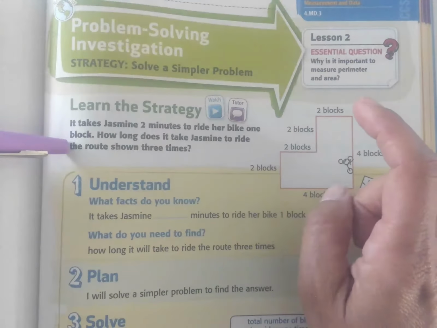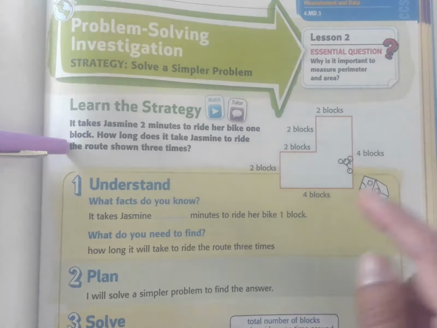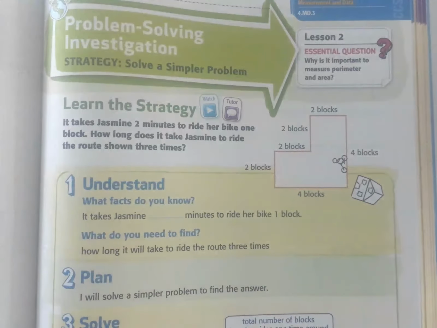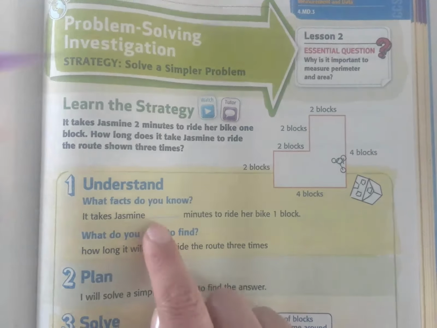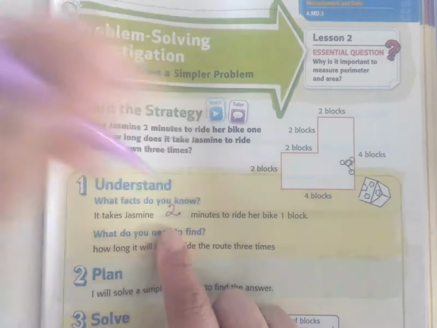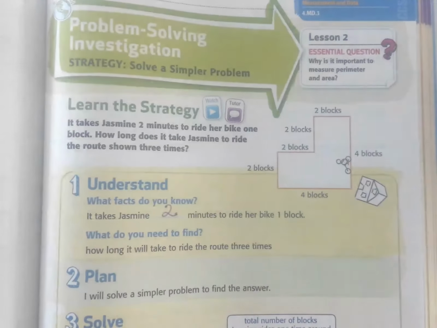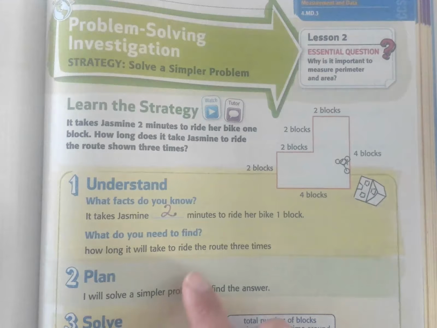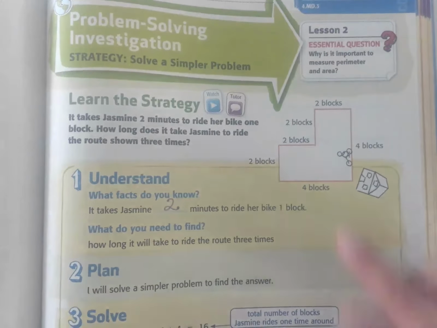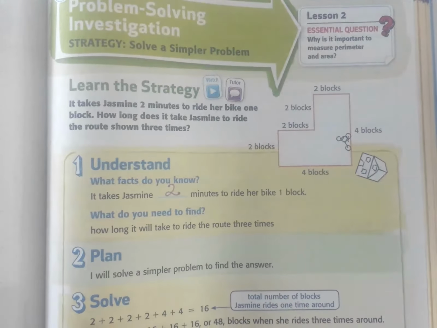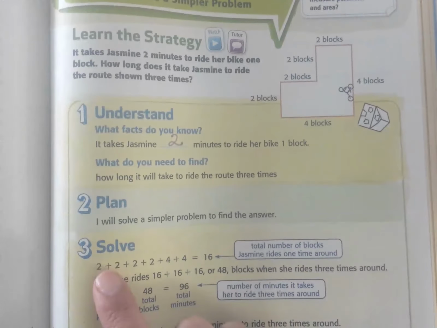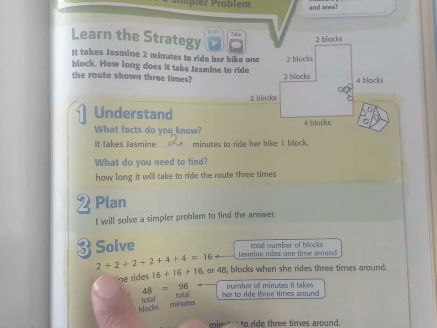So it takes her 2 minutes to ride her bike 1 block. Let's write that down. We need to know that. What do we need to find? We need to find how long it's going to take her to ride this route 3 times. So we're going to solve this by using the skill we learned in lesson 13.1.